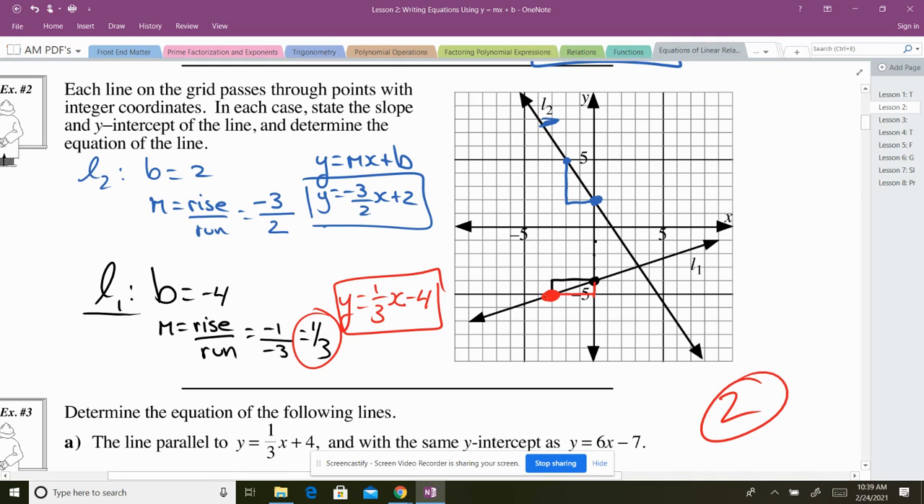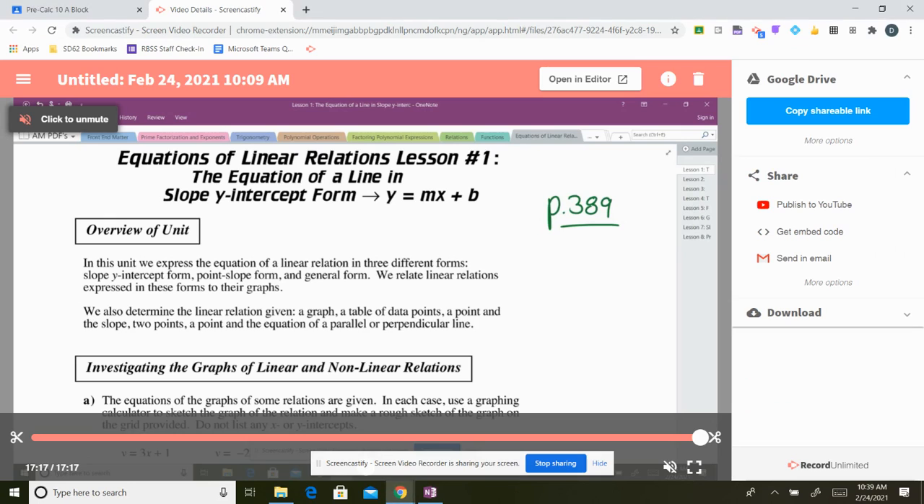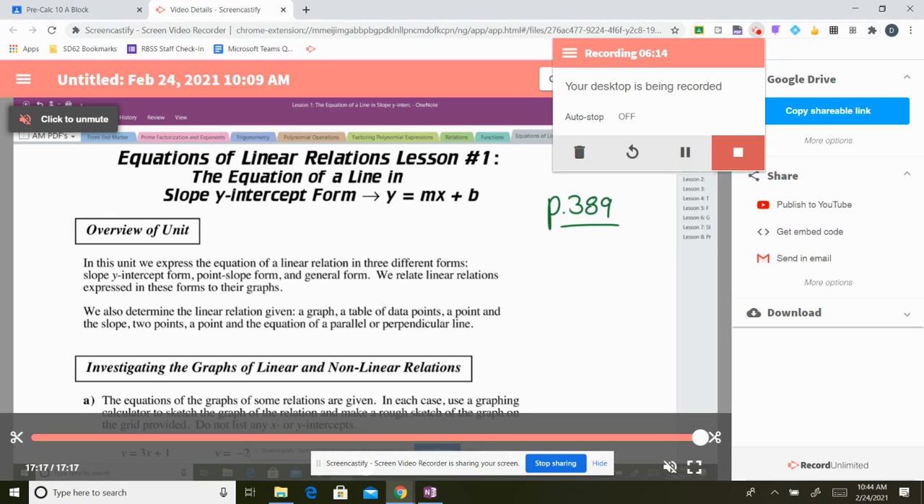Number 2, please. It's only 3 equations or 3 lines.